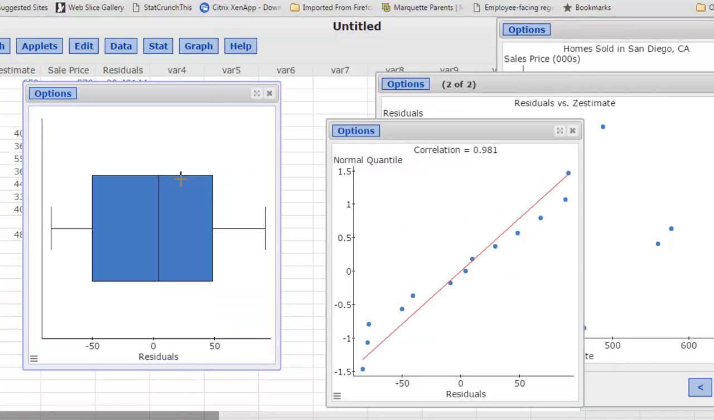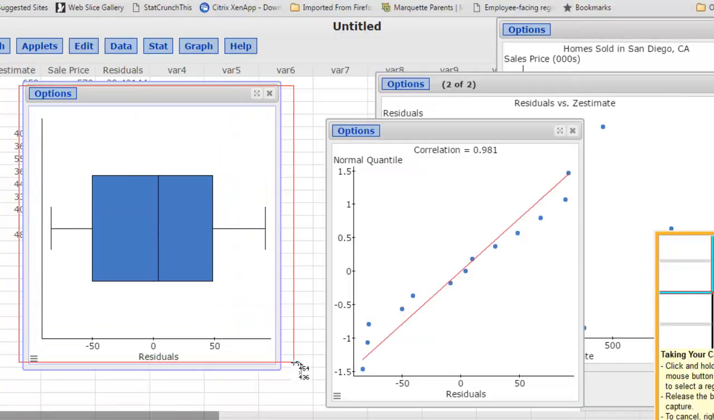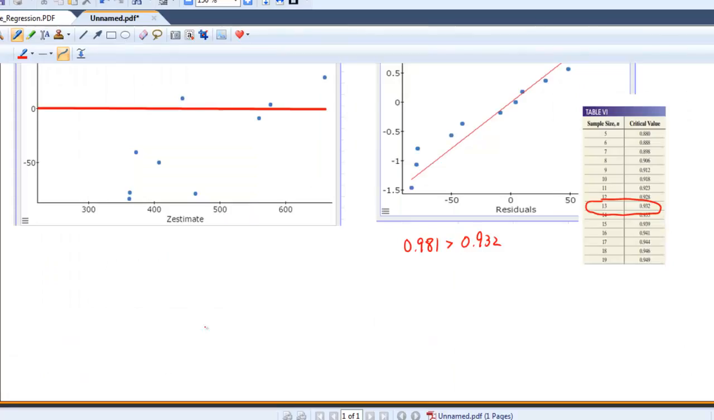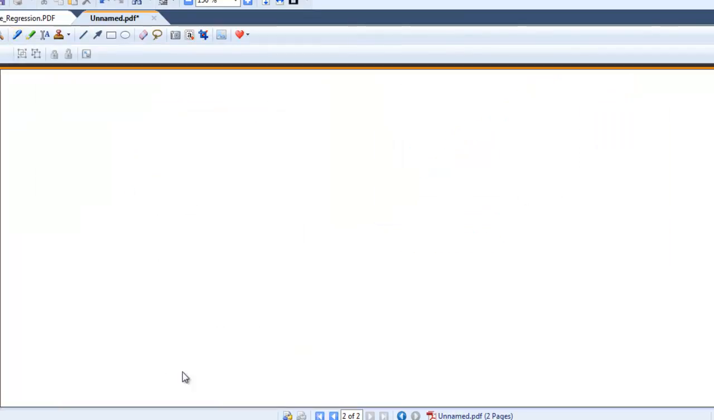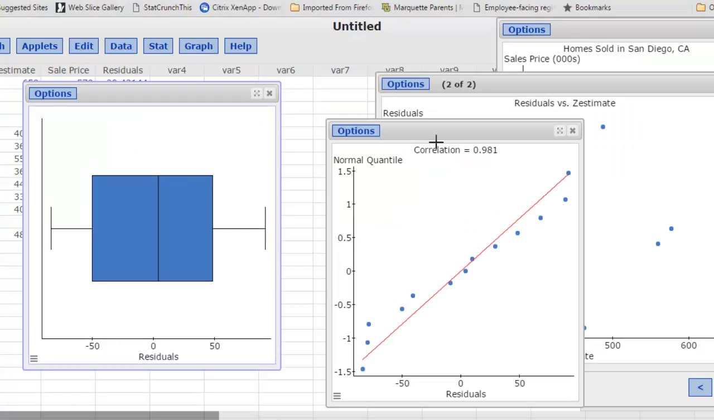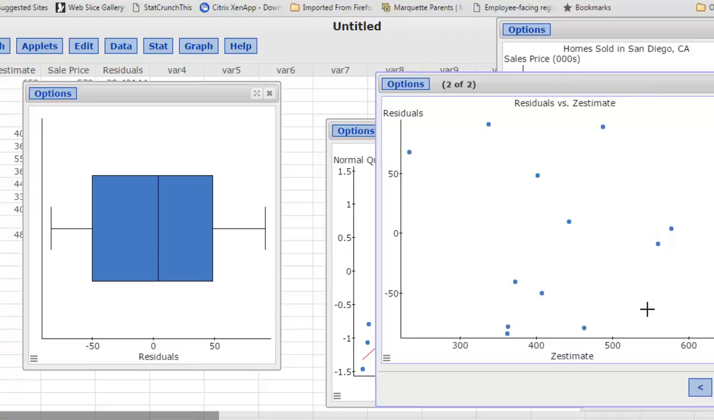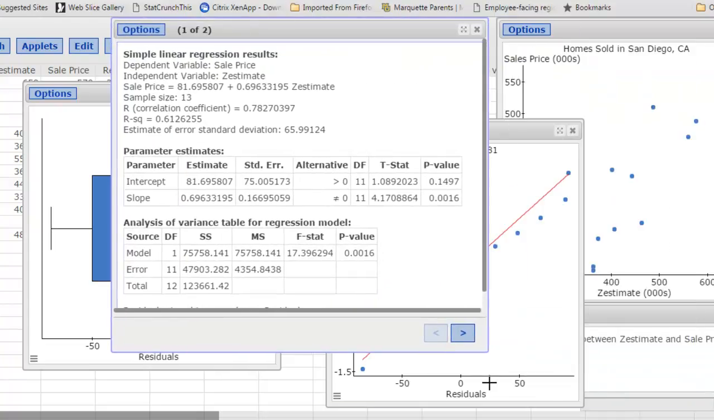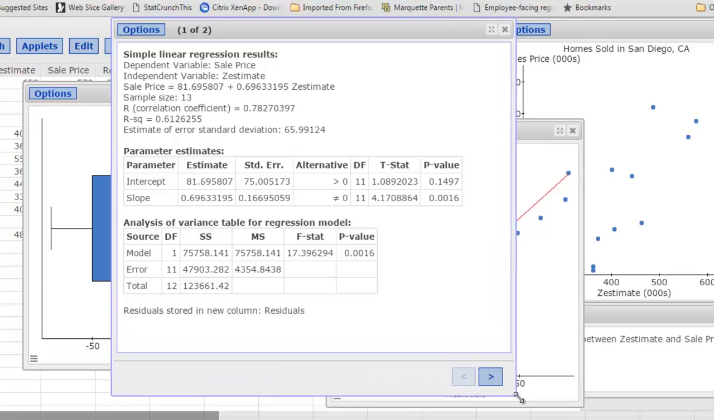No outliers in the box plot. And so our requirements for doing inference on the slope are satisfied. So now we go back to our StatCrunch output. There was our residual plot. Here is all the output that StatCrunch gives us.